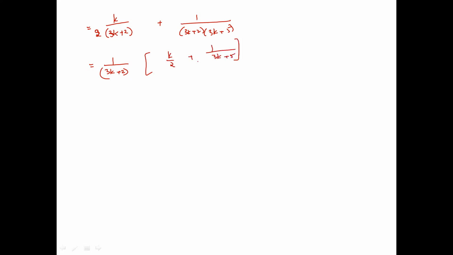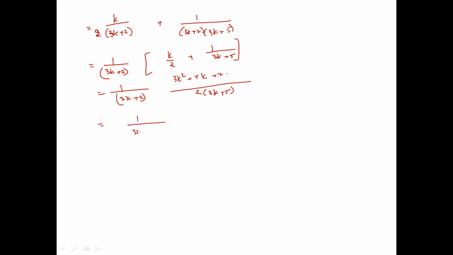I will take k by (6k plus 4), 2 I will take common so that I will have (3k plus 2). And then I have 1 by (3k plus 2) into (3k plus 5). I will take 1 by (3k plus 2) common. So left is k by 2 plus 1 by (3k plus 5). Keeping 1 by (3k plus 2) outside and taking the common denominator 2 into (3k plus 5), I will have 3k square plus 5k plus 2.